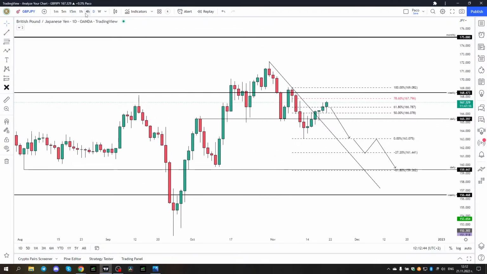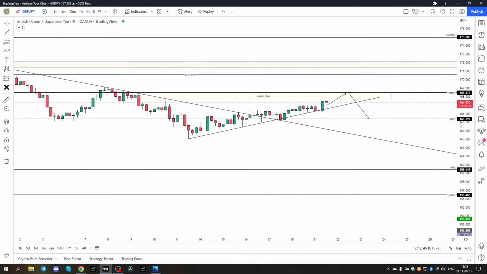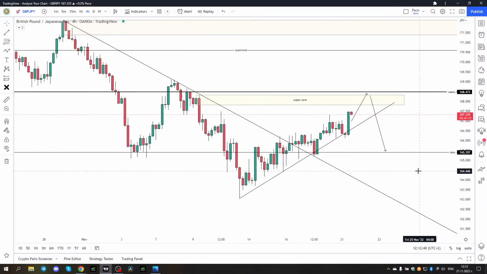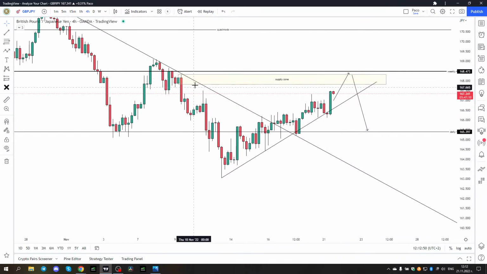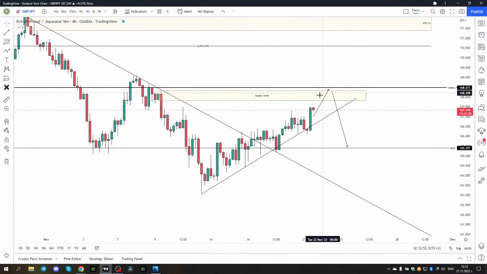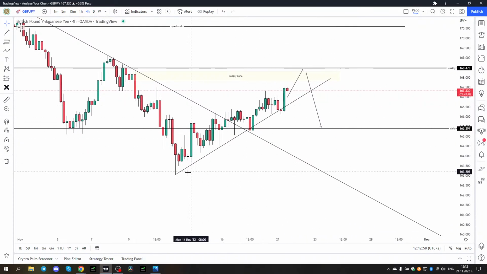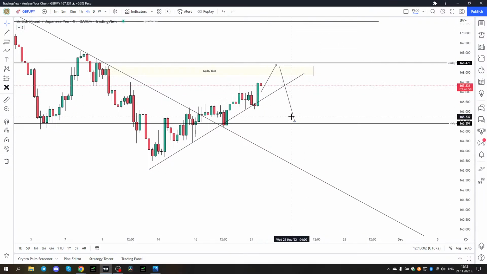This is like the Euro JPY. We are gonna expect from this supply zone the price to push back, probably if not the supply zone, the weekly level over here, and if it breaks this corrective trend line, we are gonna enter in short positions.